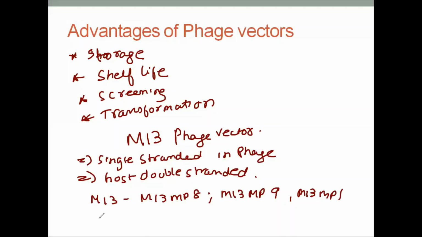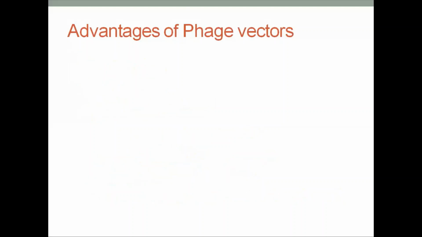Very large inserts can be cloned, because the packaging does not depend on the genome size. Not only that, the bacterial cells they infect are viable and they form plaques, which makes your selection very easy. Those forming plaques are recombinants. So this was all about bacteriophage vectors.